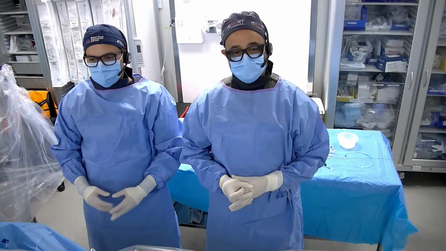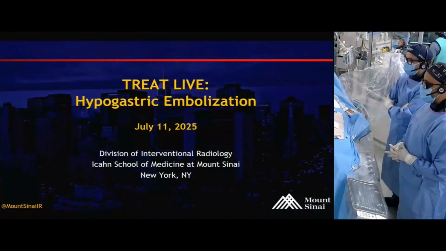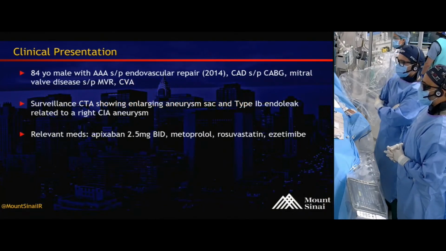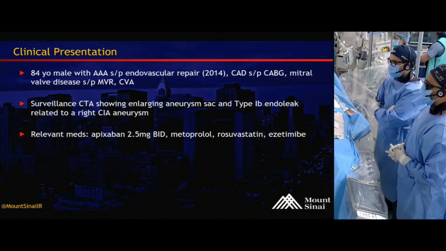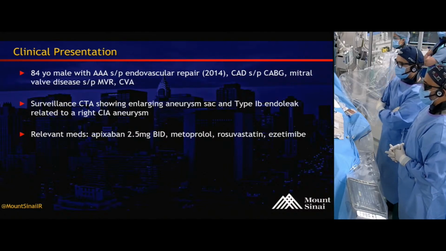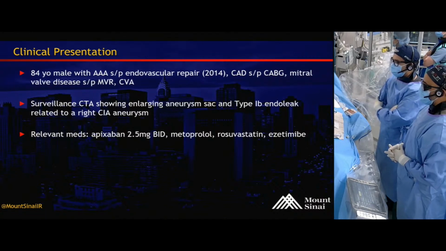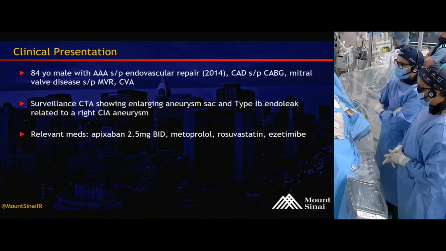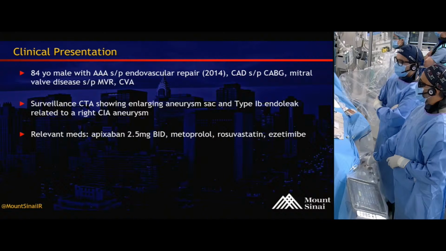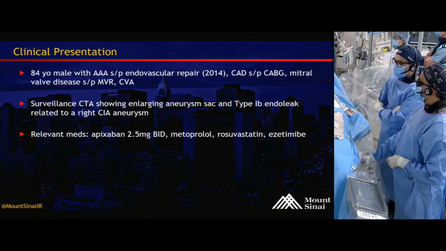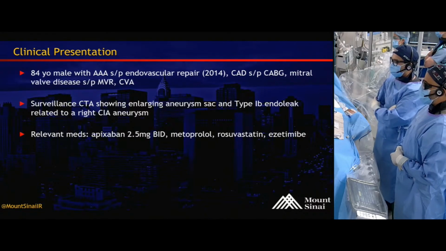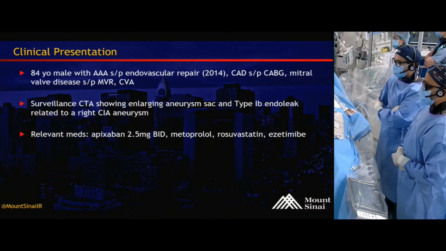Hey, good morning, everyone. So today we're going to be doing a case of hypogastric artery embolization. Next slide, please. Our patient is an 84-year-old male with a history of AAA, status post-endovascular repair back in 2014. He's also got some cardiovascular history, including CAD status post-CABG, mitral valve disease status post-replacement, and prior stroke. He had a surveillance CTA showing an enlarging aneurysm sac and likely type 1B endoleak related to a right common iliac artery aneurysm. For relevant meds, he's on the half dose of apixaban BID, as well as some cardiac and cholesterol medications. Next slide.